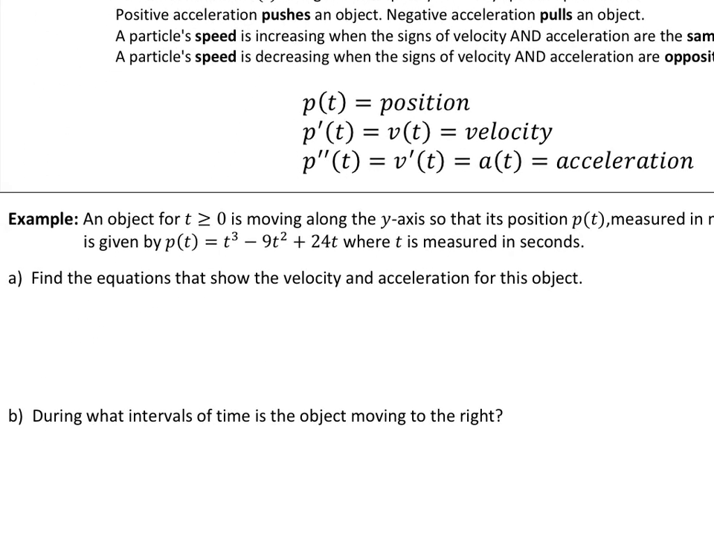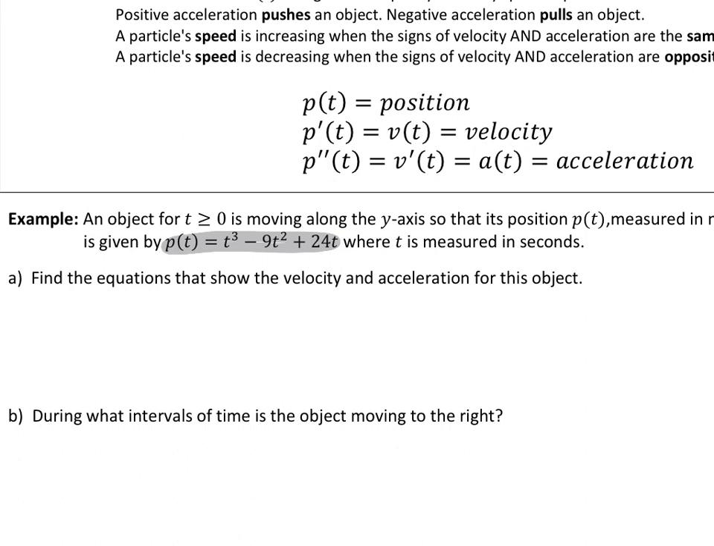Okay, well, let's hang on to it. Let's just try. So in our example here, it says an object for time greater than 0, which makes sense. We don't time travel in this class, so it's always going to be time greater than 0, is moving along the y-axis, so its position, P of t, measured in meters, is given by P of t equal to t cubed minus 9t squared plus 24t, where t is measured in seconds.